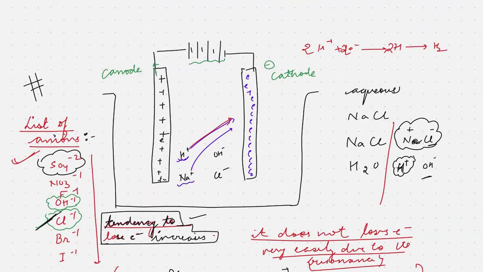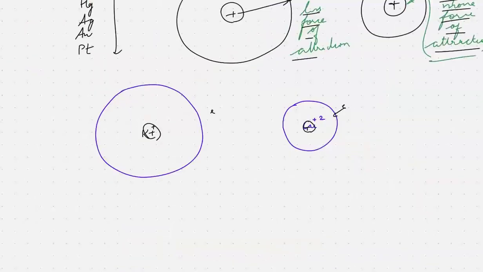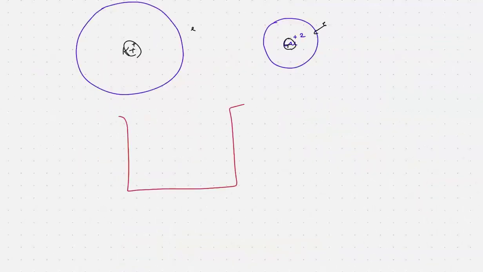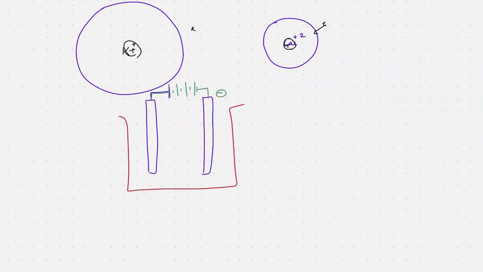Got the point? Yes. So how do we write down the equation? I'm going to make this table again. I'm going to say I have a beaker and two rods. This is negative and this is positive. We are going to have Na plus and Cl negative, and H plus and OH negative. The two anions will run there, and the two cations will run there.